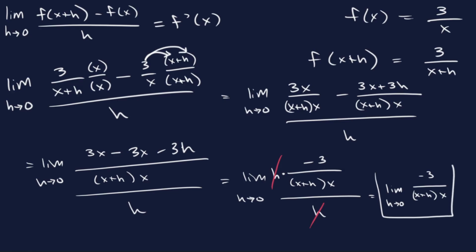And now we are simply going to try direct substitution to make it negative 3 over x plus 0 times x, which would just be x times x, which would be negative 3 over x squared.